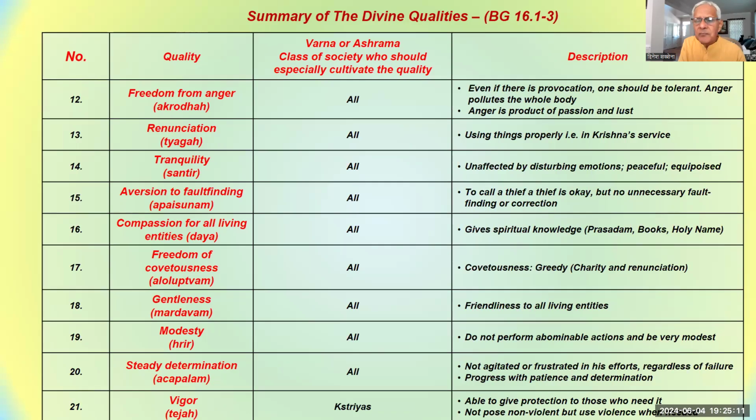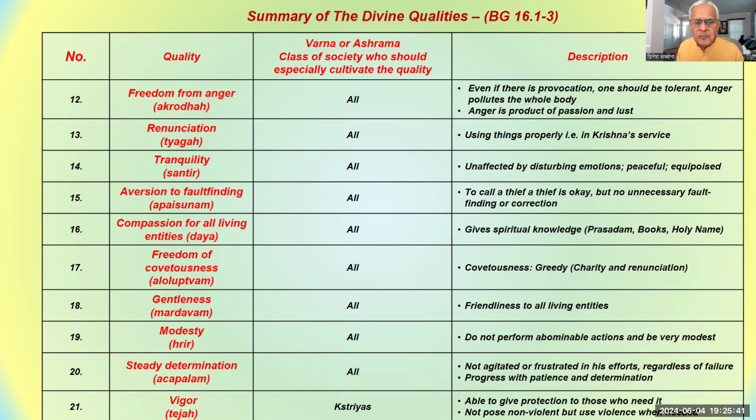Gives spiritual knowledge. Prasadam, books, holy name. Freedom from covetousness, aloluptvam, all. Covetousness, greedy, charity and renunciation. Gentleness, mardavam, all. Friendliness to all living entities. Modesty, hri, all. Do not perform abominable actions and can be very modest.